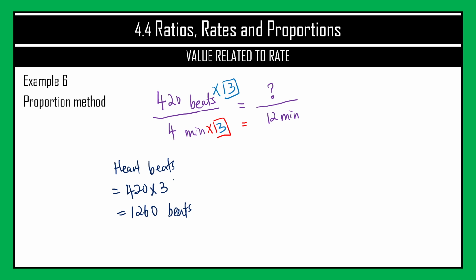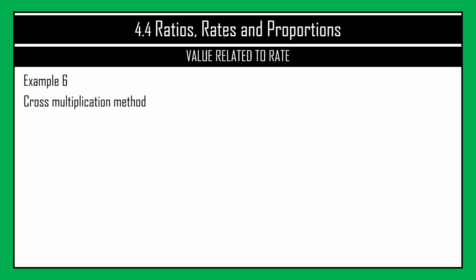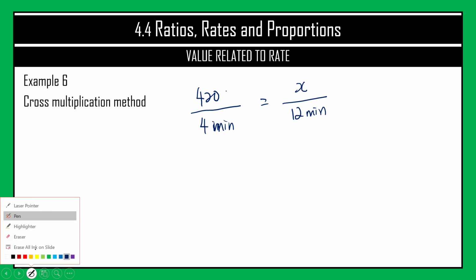Okay, so this is the proportion method. And then I'm going to show you the cross multiplication method. The cross multiplication method is similar to the proportion method, except there is one little difference. The way we write is still the same, which is 420 times for the time of 4 minutes. And how many times would that be if it's for 12 minutes? Now I do not know what the value is, so what do I do? I use an unknown, or an alphabet, to represent it.